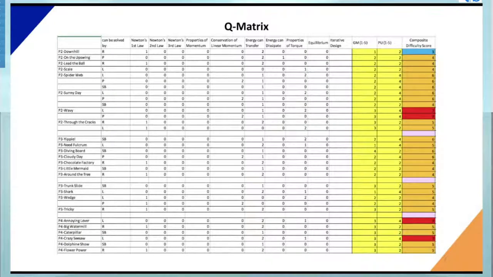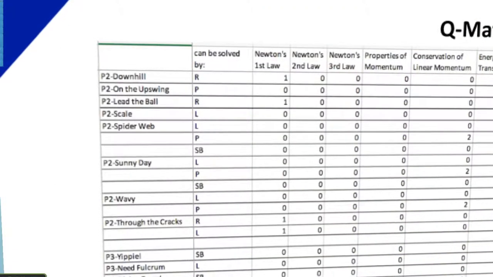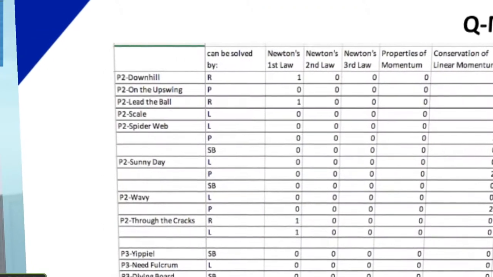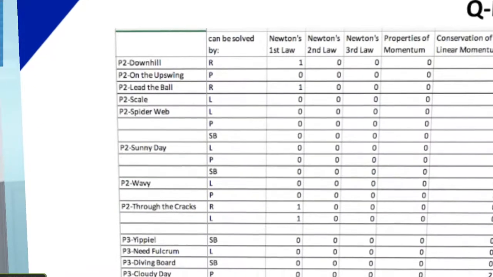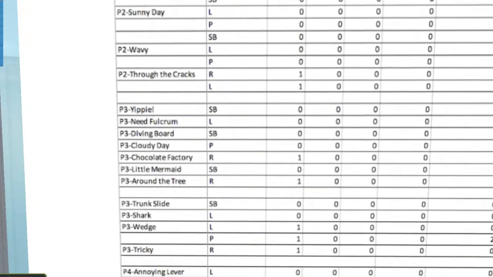Then we used this tool called Q Metrics, which shows the levels that we have and the competencies that we have. And then wherever you see a one, if you actually can see this, that means that competency is the primary competency or skill or knowledge behind that game level. If it's a two, that means that's a secondary competency linked to that game level.